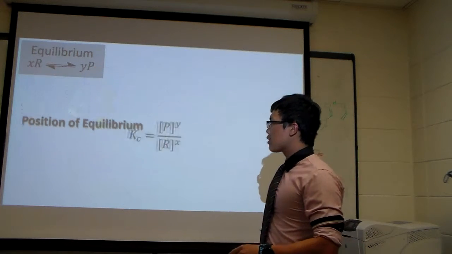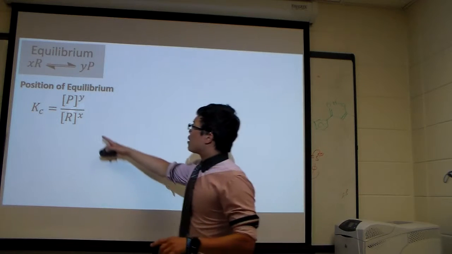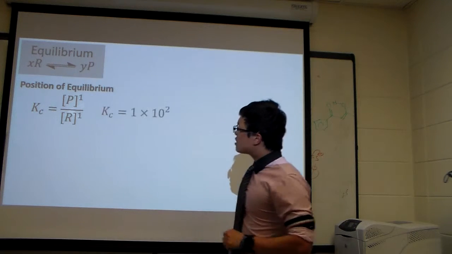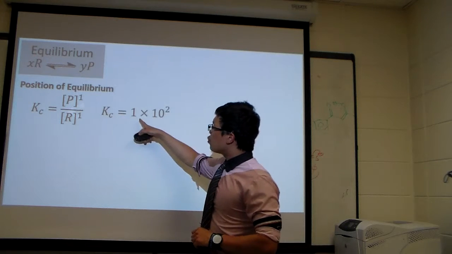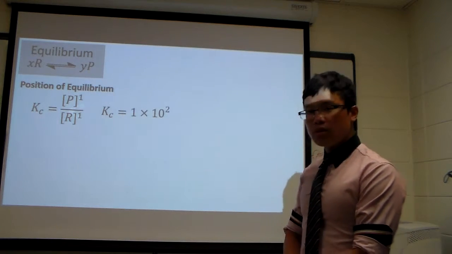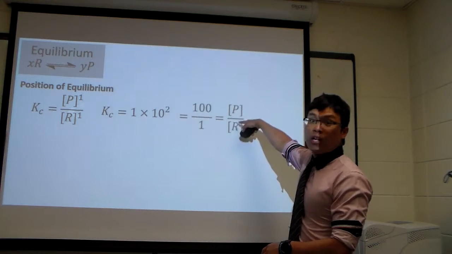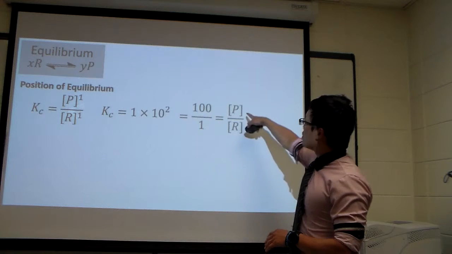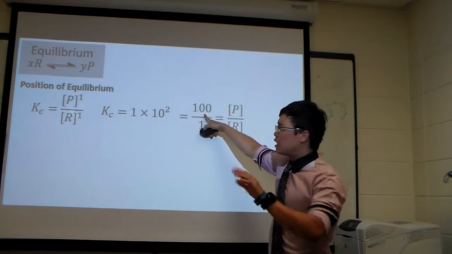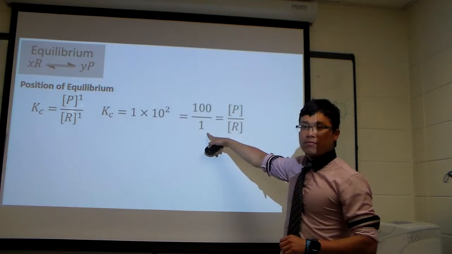Take a look how. I'm going to make it easy. Nothing complicated. I'm going to make y and x just 1. Let's say Kc equals 1 times 10 to the second. What does that mean? It means that at equilibrium, these are concentrations at equilibrium, the concentration of product is 100, let's say molar, keep it easy, and that of reactant is 1.